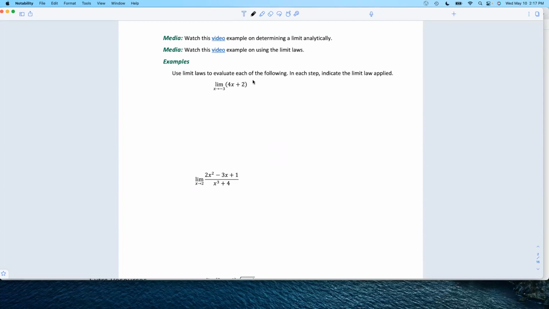Okay, so let's write this one out. First, I have a rule that says if I have addition, I can distribute a limit over addition. So I could write the limit as x approaches -3 of 4x plus the limit as x approaches -3 of 2. Now one of my rules says if I've got a constant inside my limit, I can bring it outside the limit.